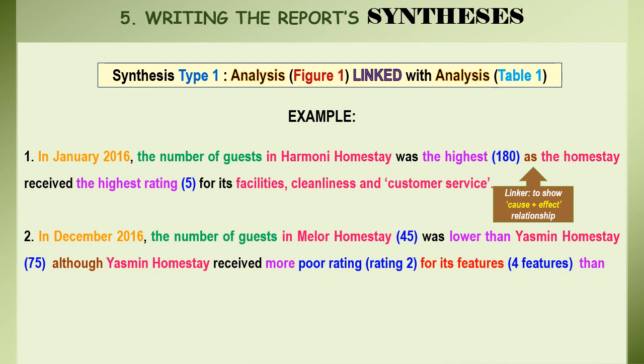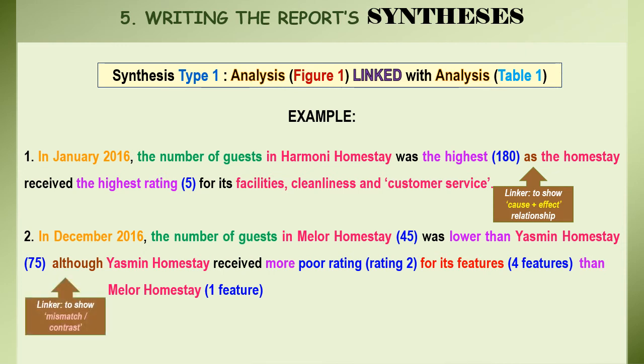In December 2016, the number of guests in Melo Homestay, 45, was lower than Yasmin Homestay, 75. Now, this is an analysis formed based on figure 1. Although Yasmin Homestay received more poor rating, rating 2, for its features, 4 features, than Melo Homestay, 1 feature. This is an analysis formed based on table 1. And here, we use the linker although, as we want to show there is a contrast between the 2 analyses.